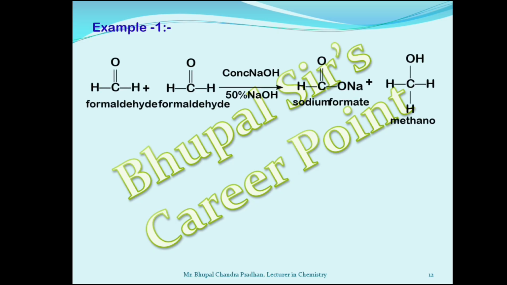When two molecules of formaldehyde react with each other in the presence of concentrated NaOH or 50% NaOH, then one of them undergoes oxidation to give sodium formate and the other undergoes reduction to give methanol or methyl alcohol.